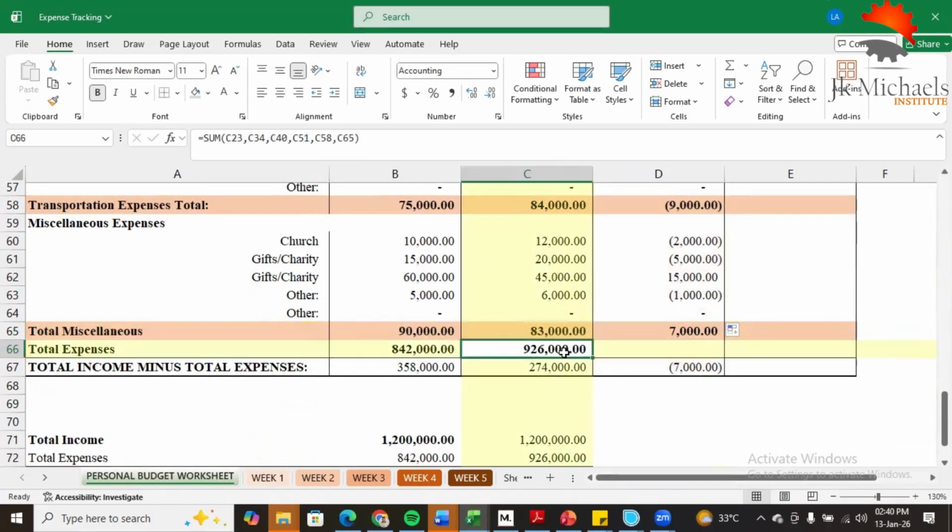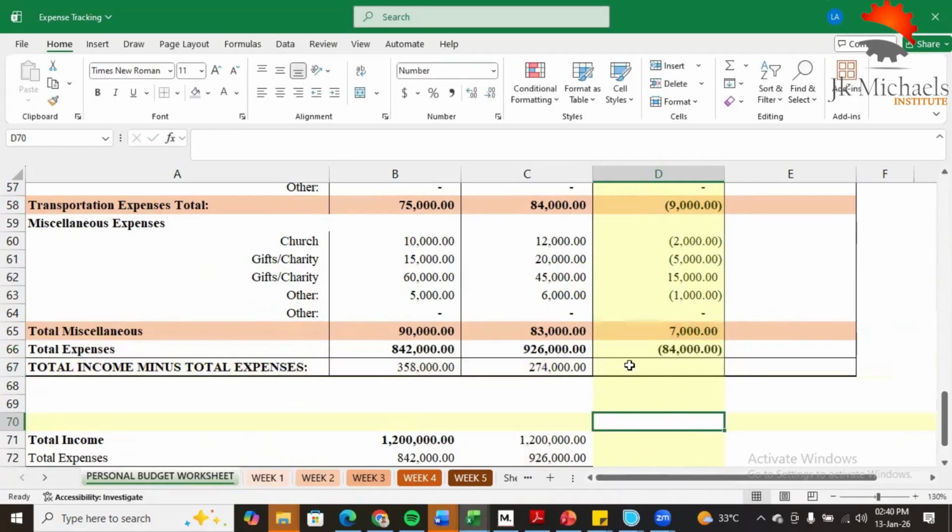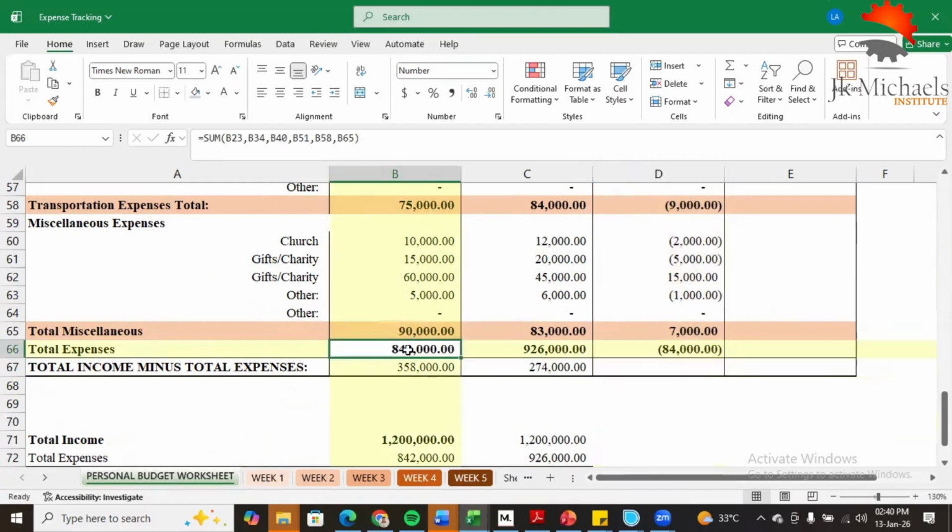When we sum up our total variance, our total variance comes to largely a -84,000. So we are 84,000 above the budget. We spent 84,000 above our budget. And that is why what we expected to cost us 842 ended up costing us 926,000. So we're going to take this again and then do our variance.